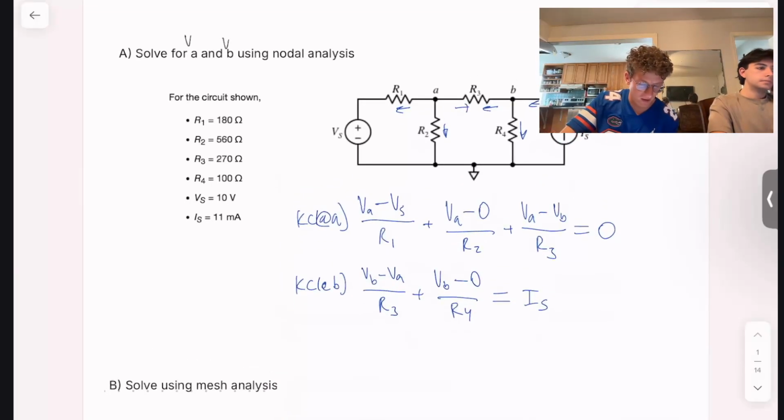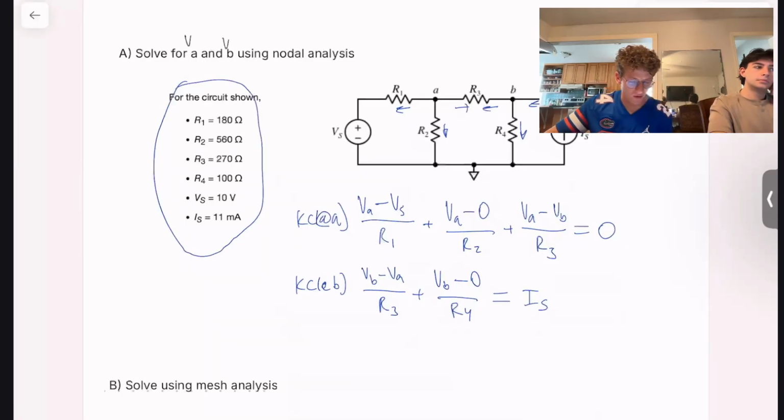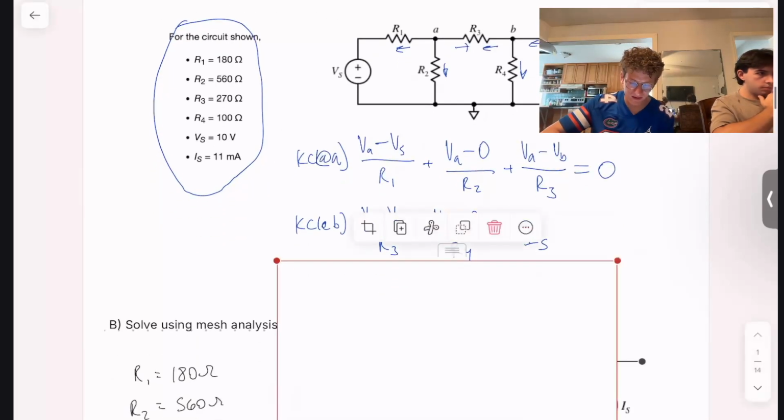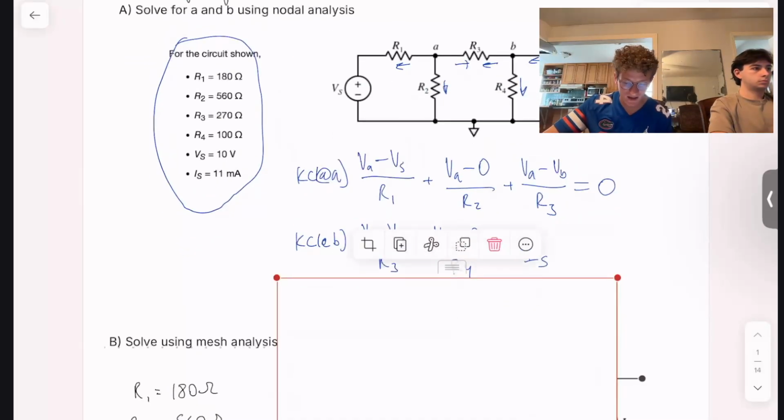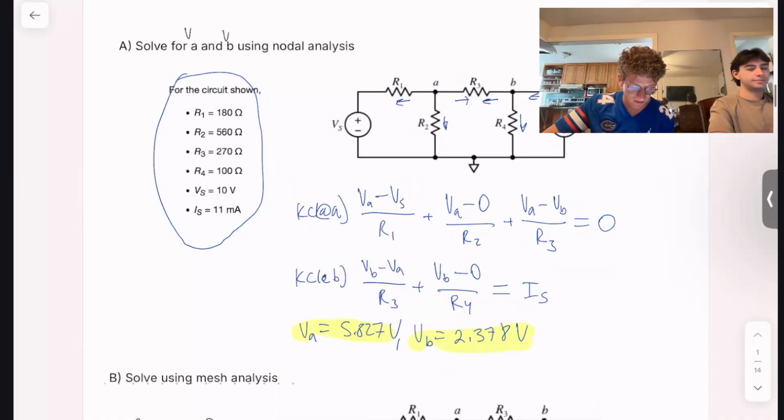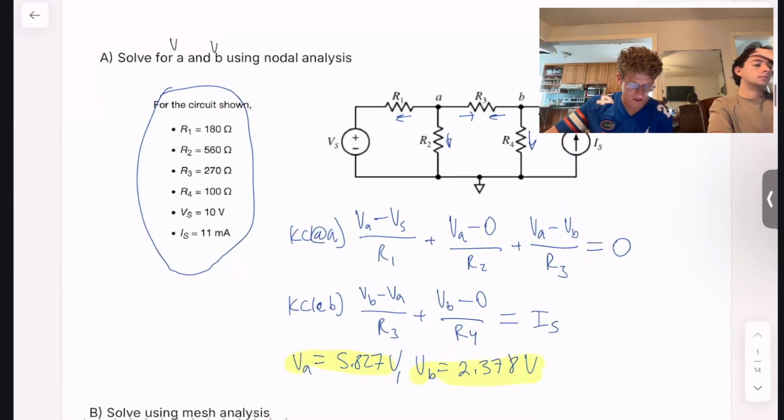We have all of our values for R1, or for our resistors, for our voltage source, and for our current source over here. So if we plug this into our calculator, I'll give you a second to figure that out, or you could pause here if you'd like. That'll give us voltage at node A equal to 5.827 volts, and the voltage at node B is 2.378 volts.